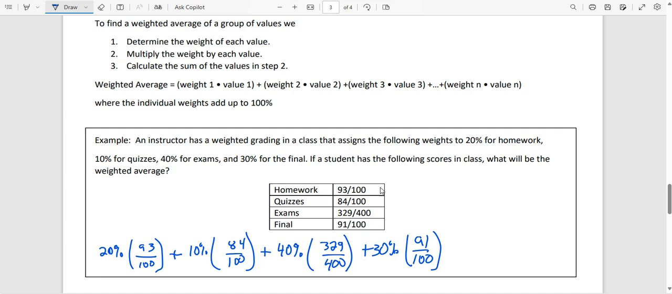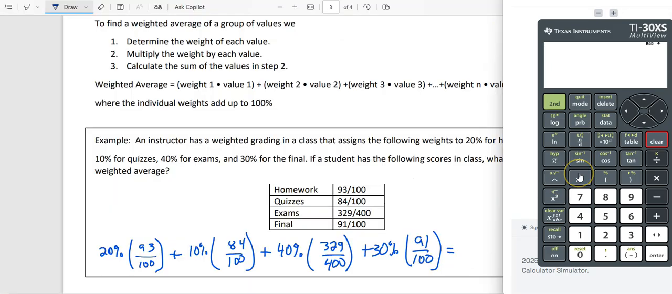Now, if you look at the percents, 20 plus 10 is 30, plus 40 is 70, plus 30 is 100%. So we're not missing any part of their grade. Let's take a look at what the calculator gives us.